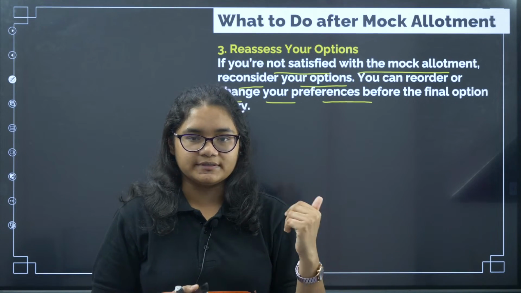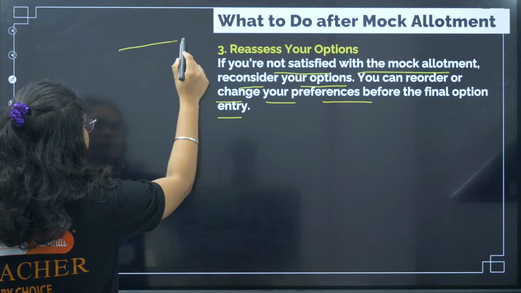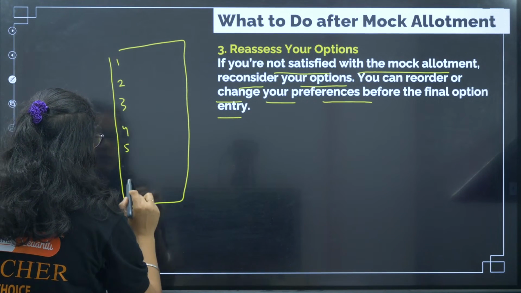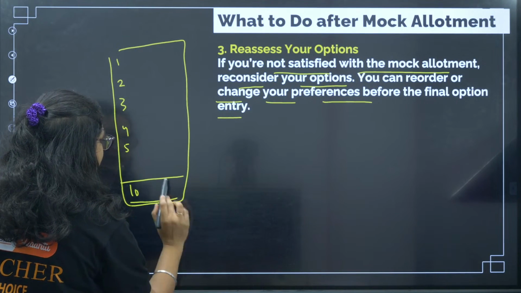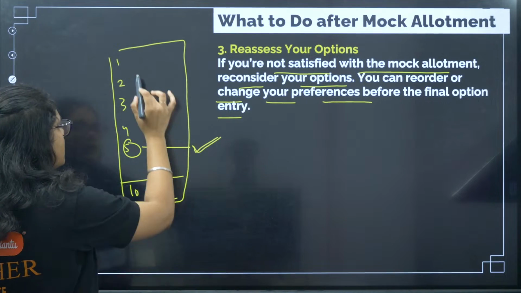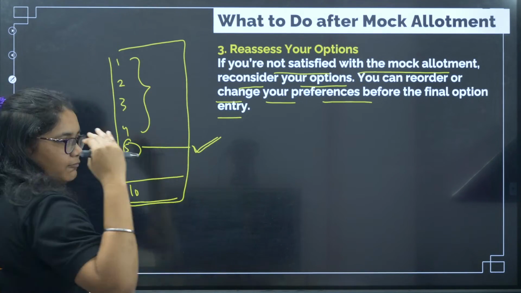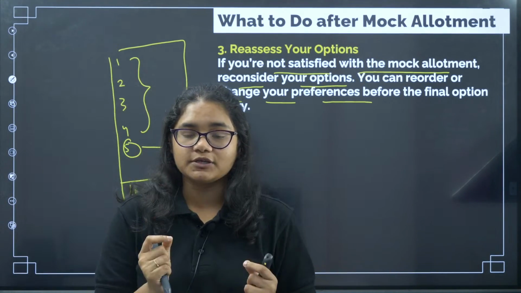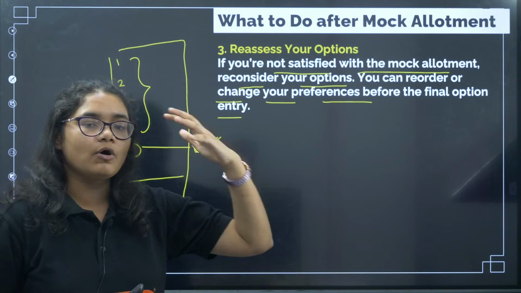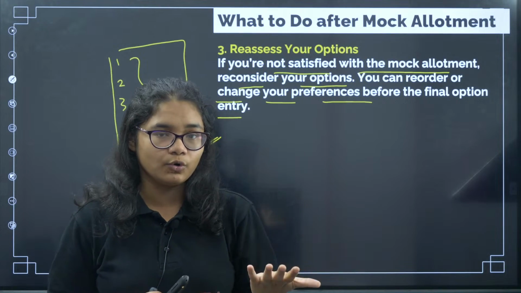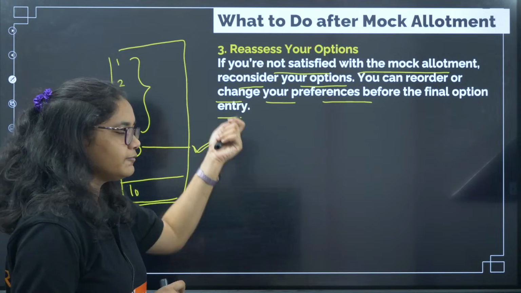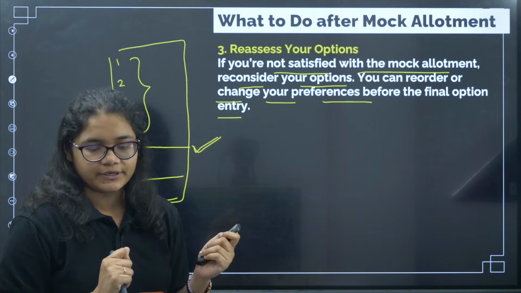Suppose you have made an option entry of 10 options. Okay, so I'm just taking one example. So you have added up to 10 options, and you got the 5th option. So whatever these 4 options are, 1, 2, 3, 4, these options should be better than this 5th option. You should add all those better options where you want to go above this option. So that is how you have to reorder your option entry.